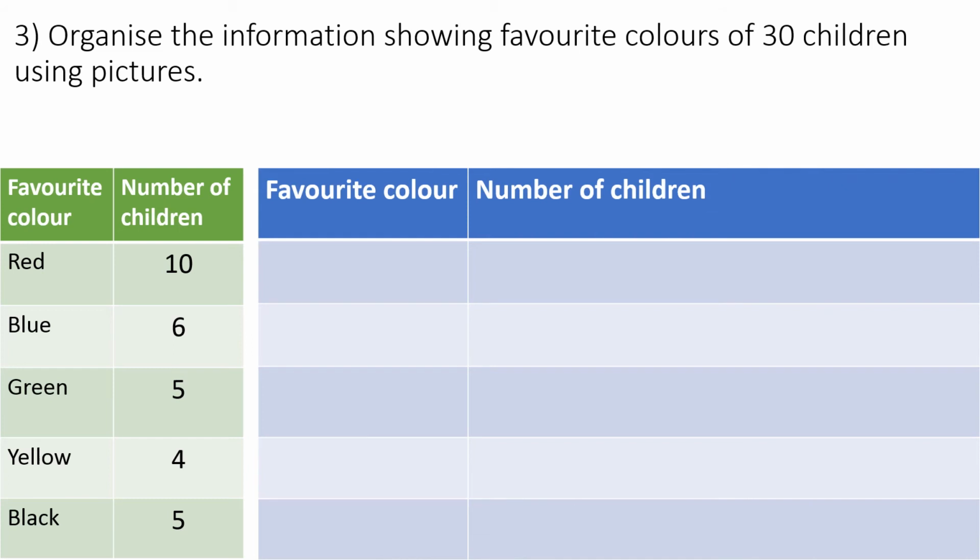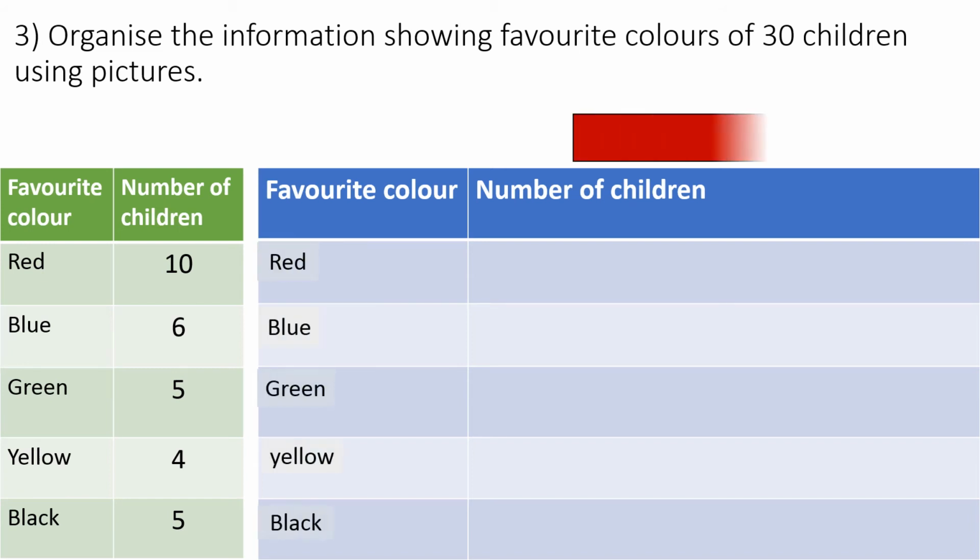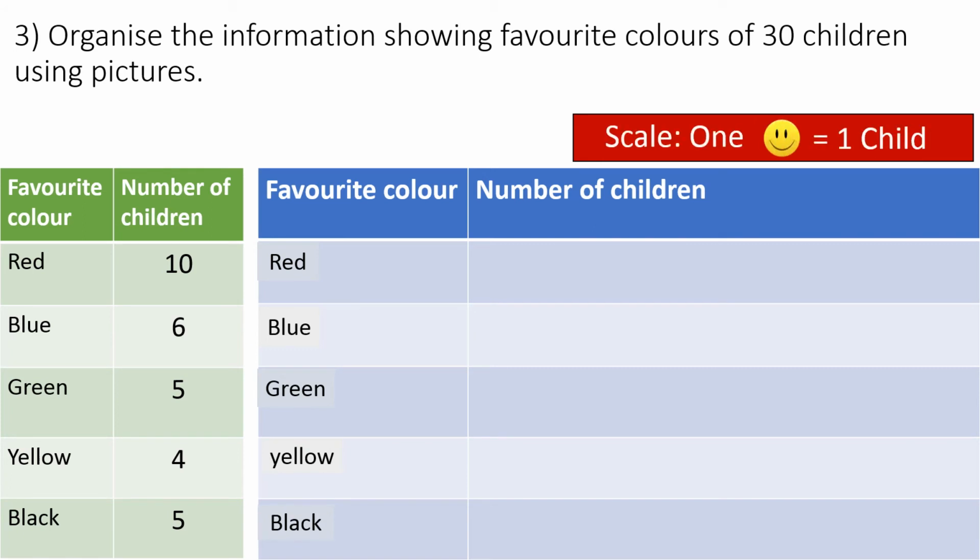First, draw a table with 2 columns and label it as favorite color and number of children. Write the favorite color of 30 children in 6 rows as per the data. Now write the scale. One image of a smiley is equal to 1 child. Start drawing pictures as per the data in the table.